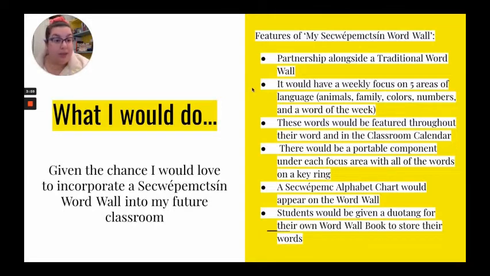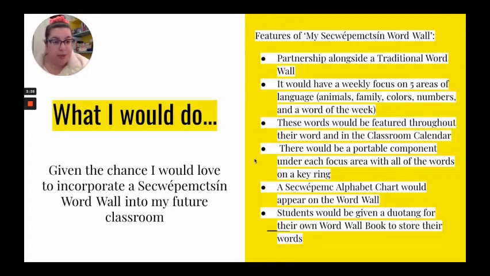So it would have a weekly focus on 5 areas of language: animals, family, color, numbers, and a word of the week, which would be a variety of things. These words would be featured throughout their work and in the classroom calendar. So, for example, I would talk about the months. I would talk about the numbers, counting. I could use numbers. We'd talk about their family, when we would talk about who's in their home, their all about me's, maybe talking about themselves.